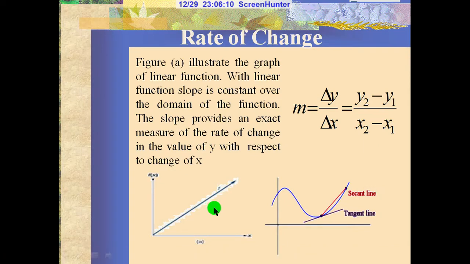In the left panel, we have the graph of a linear function. With a linear function, the slope is constant over the domain of the function, and the slope provides an exact measure of the rate of change in the value of y with respect to change in x. But in the case of a non-linear function or a curve, we cannot find the exact rate of change. Instead, we can find the average rate of change. Average rate of change means the change between the 2 points, A and B: the slope of the secant line gives you the average rate of change.